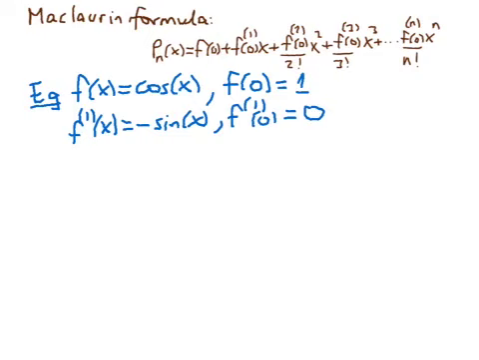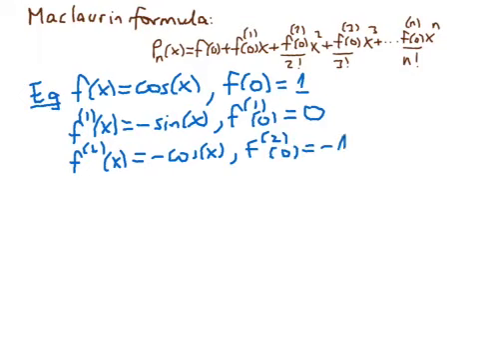We're now going to need the second derivative, and the second derivative is the derivative of the first derivative, so it's the derivative of minus the sine of x, and this is minus the cosine of x. And this evaluated at 0 is minus 1, because the cosine of 0 is 1.